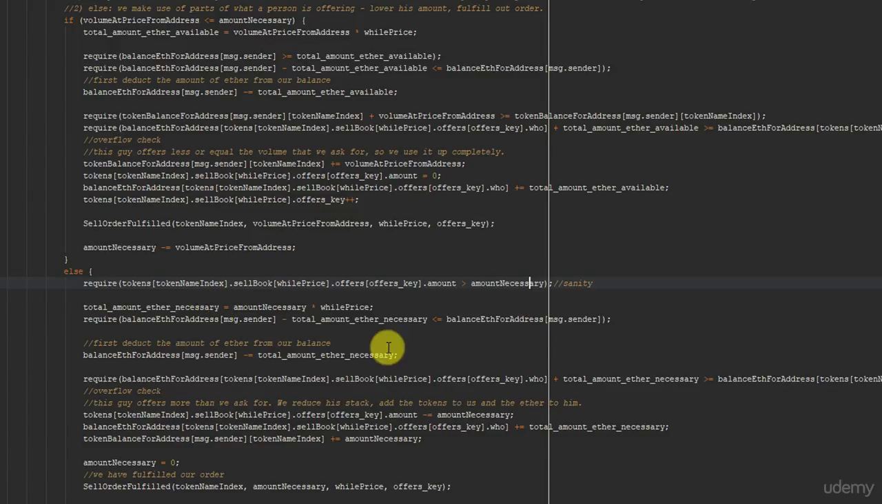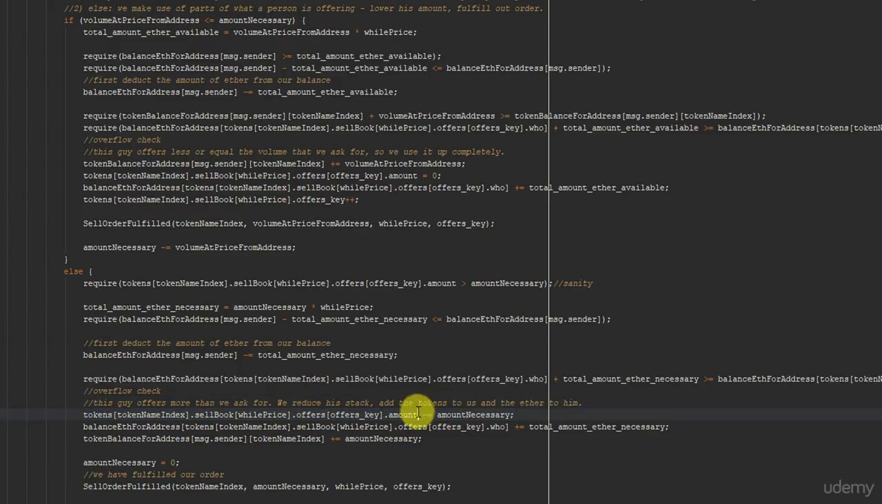We are deducting the rest of the necessary amount in Ether from our balance to buy these tokens. Then we have another overflow check to just see if the guy who is trying to sell us the tokens can get the Ether without any overflow. Then we are deducting the amount necessary from the amount of tokens that he is trying to sell.